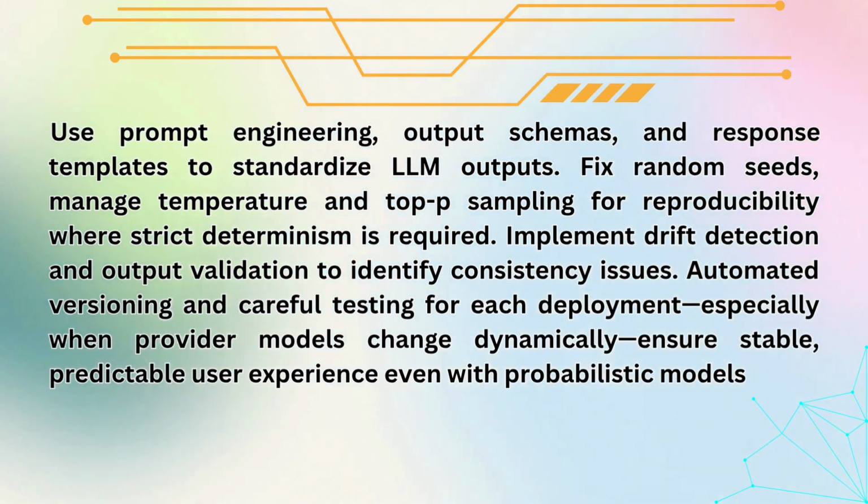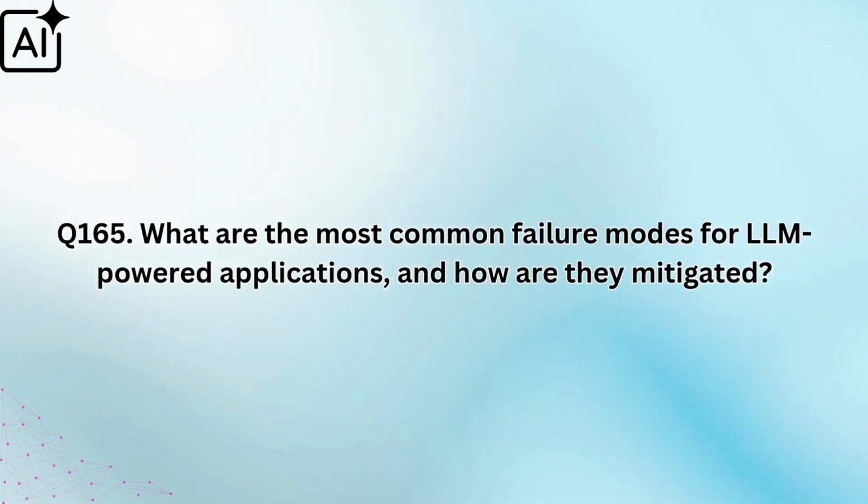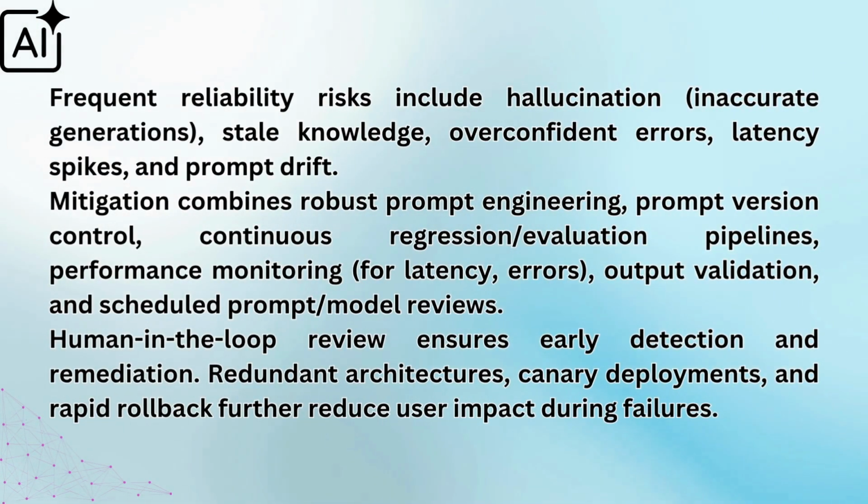What are the most common failure modes for LLM-powered applications, and how are they mitigated? Frequent reliability risks include hallucination, inaccurate generations, stale knowledge, overconfident errors, latency spikes, and prompt drift. Mitigation combines robust prompt engineering, prompt version control, continuous regression/evaluation pipelines, performance monitoring for latency, errors, output validation, and scheduled prompt/model reviews. Human-in-the-loop review ensures early detection and remediation. Redundant architectures, canary deployments, and rapid rollback further reduce user impact during failures.